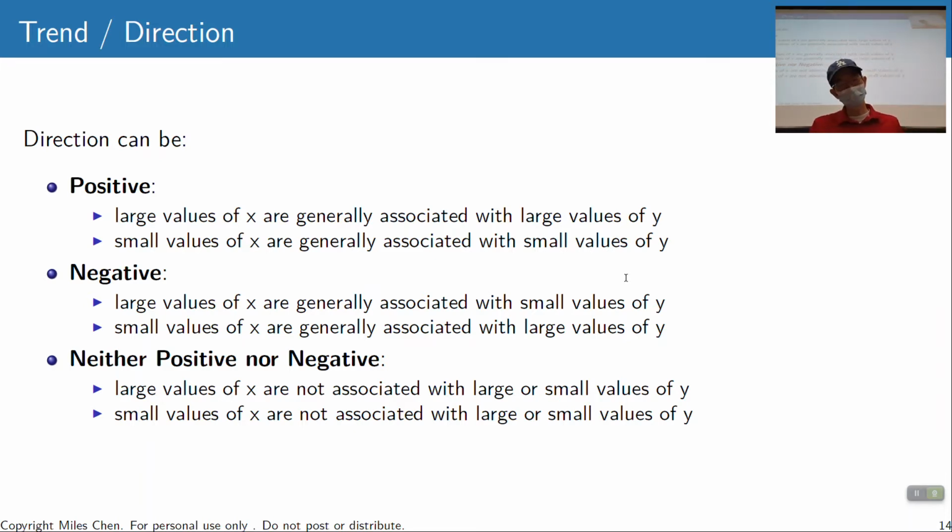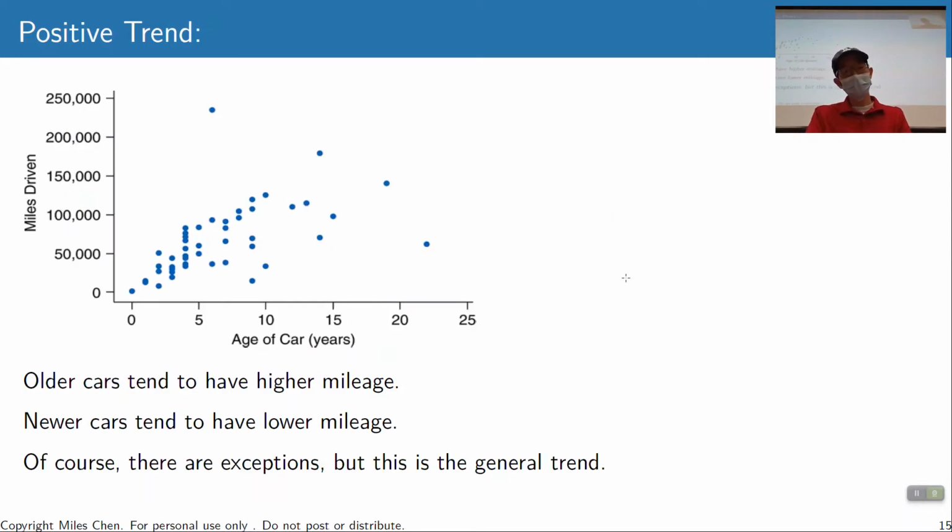Or I'm using large and small. Large X goes with small y, small x goes with large y. And then neither positive nor negative just basically means that kind of general statements just don't really work. Large values of x aren't associated with large or small values of y. Small values of x aren't associated with large or small values of y, okay?